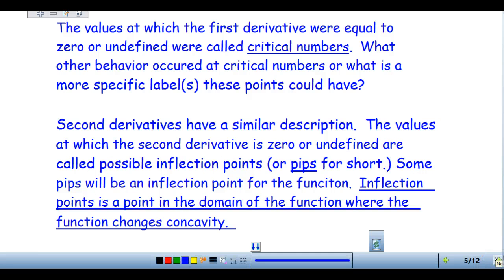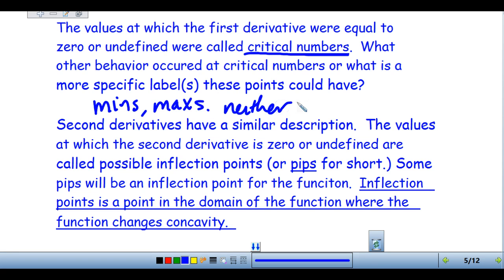So when we did the first derivative test, we talked about how the values where the first derivative was equal to 0 or undefined were called critical numbers. What other behavior occurred at critical numbers, or what is a more specific label that these points could have? Sometimes they were mins, maxes, or neither. Those were our options.